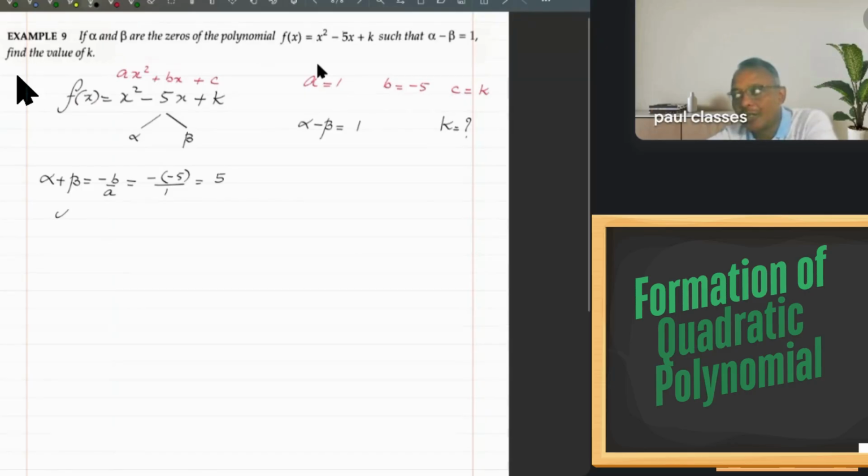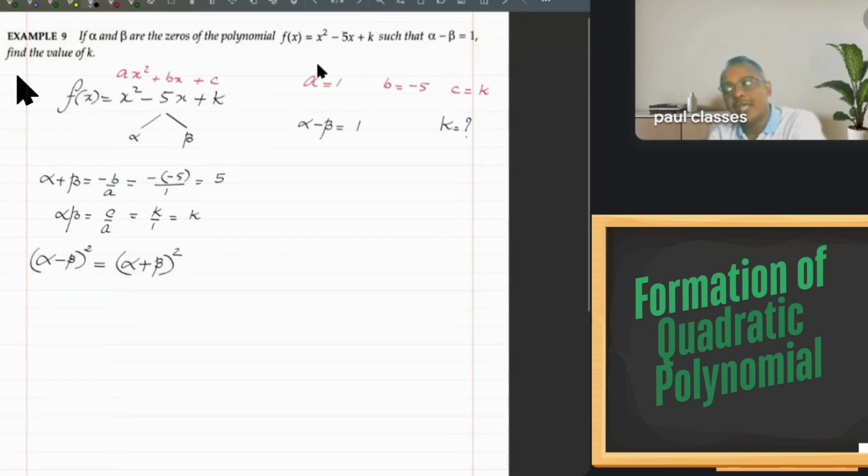What's the value of product of roots का फॉर्मूला? c by a. What is c by a here? k. Do you know? Turn your page and tell me. Do you know the formula of alpha minus beta whole square? What is alpha minus beta whole square? I gave you the identity just now. Alpha plus beta whole square minus 4 alpha beta.